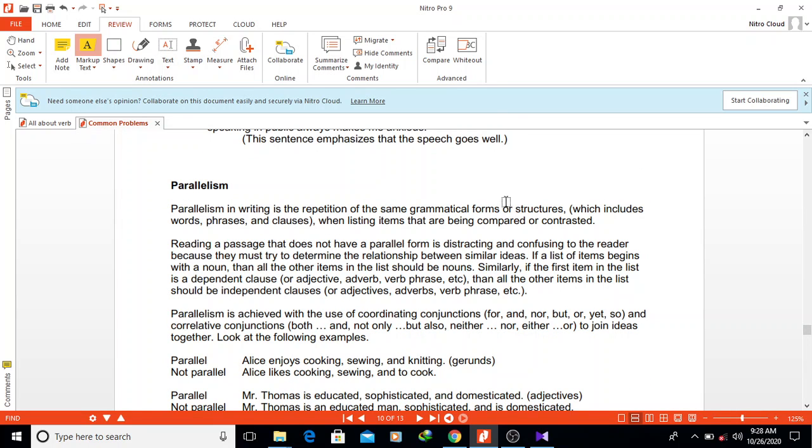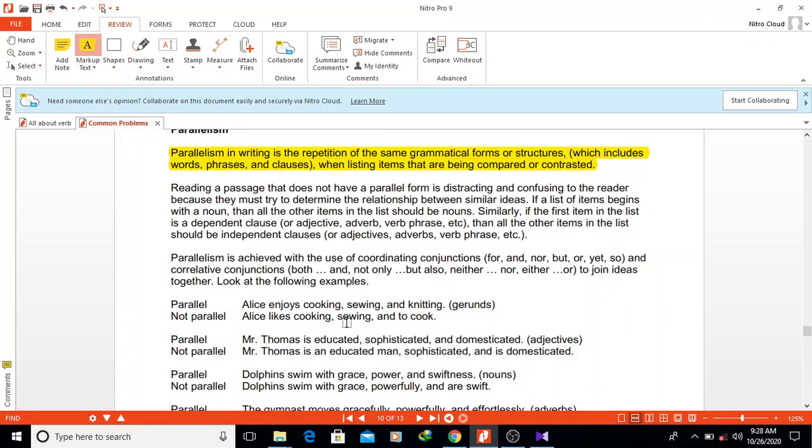This one, parallelism. Okay, so parallelism is the repetition of the same grammatical form or structure. That's parallelism, when listing items that are being compared or contrasted. Ini cirinya kalau kamu pakai and. Okay, so if you use and, you have to make sure that the words on the list are in the same form. So for example, Alice enjoys cooking, sewing, and knitting. So nggak boleh berubah menjadi cooking, sewing, and to cook. You can't write it like that.